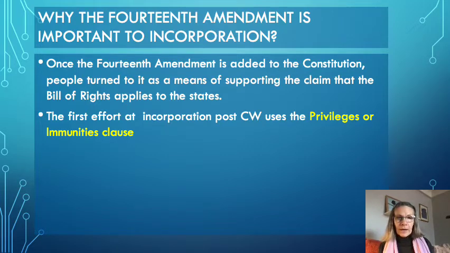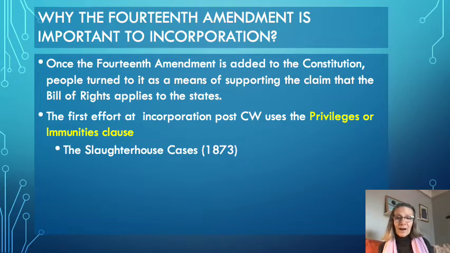Now, the first effort at incorporating the Bill of Rights following the Civil War uses the first of those two clauses, the Privileges or Immunities Clause. And that comes forth from the Slaughterhouse Cases from 1873. And as we know, spoiler alert, the decision in the Slaughterhouse Cases basically guts the Privileges or Immunities Clause. It essentially writes it out of the Constitution, and it hasn't been used since. A couple times. We can talk about that in office hours if you want to come, since 1873.